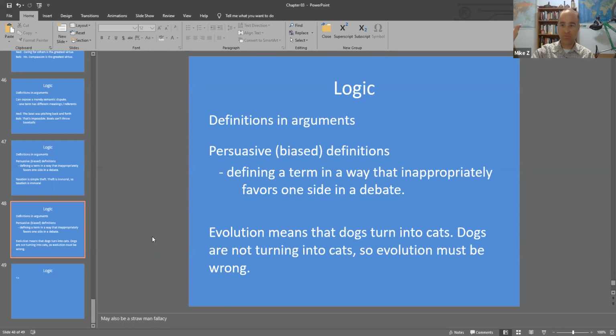But that's informal fallacies. They're coming up in the next chapter. So I will go ahead and stop there for now.